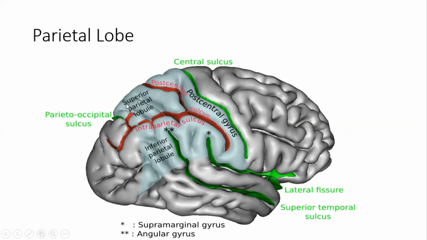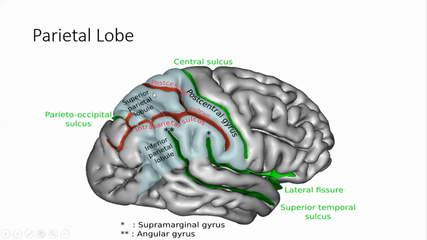Then we have the superior parietal lobule, and then we have the inferior parietal lobule, or we can call them gyri, inferior parietal gyri and superior parietal gyri, or lobules. So this thing here is the superior parietal, and this one is the inferior parietal, and they're separated from each other by the intraparietal sulcus. This one over here, intraparietal sulcus.